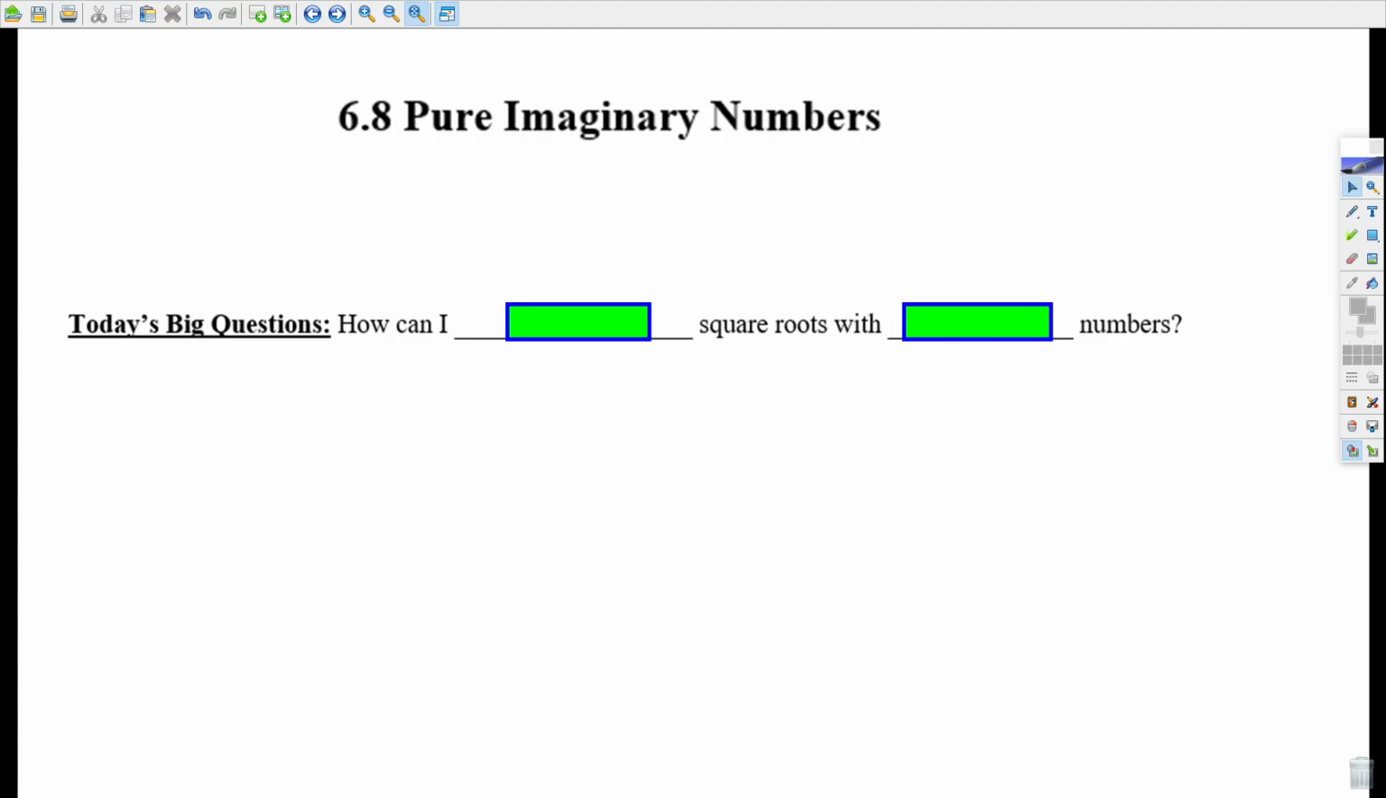We have a couple sections left in Chapter 6, but we're almost done with it. Now we're going to move on to something called imaginary numbers, which is kind of different from what we've been doing. We're leaving the rest of that stuff behind. We'll kind of circle back around in a little bit.